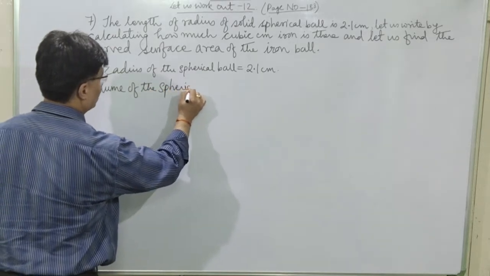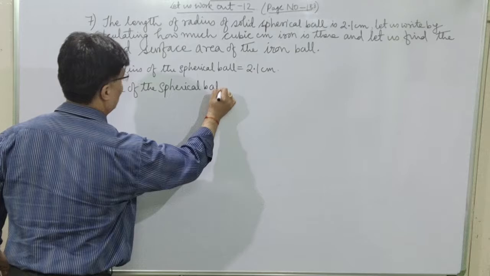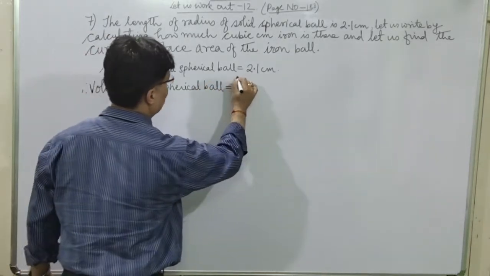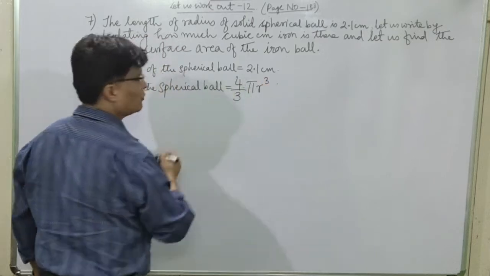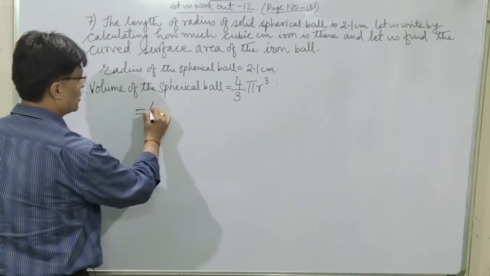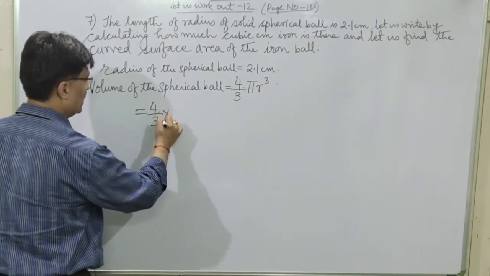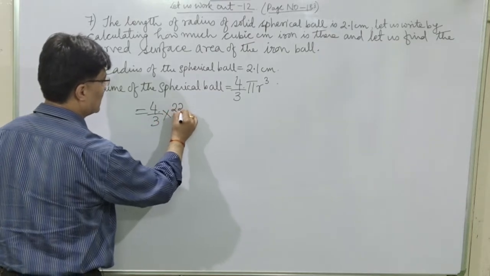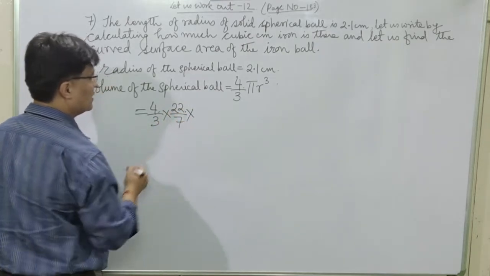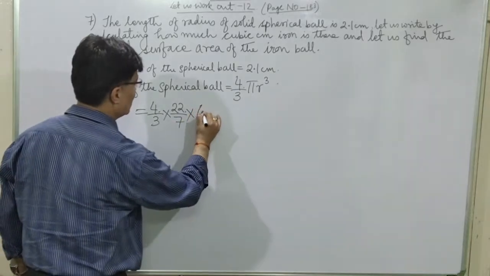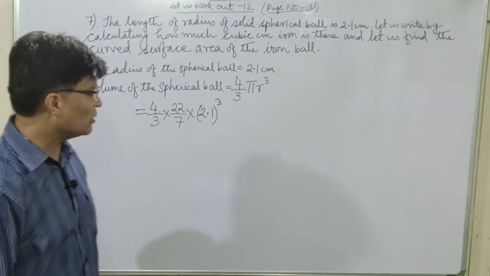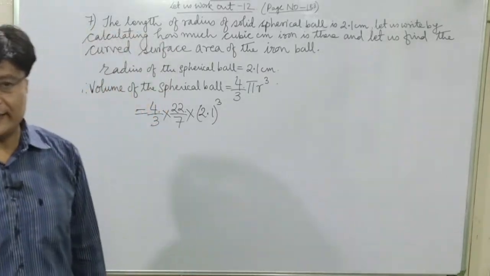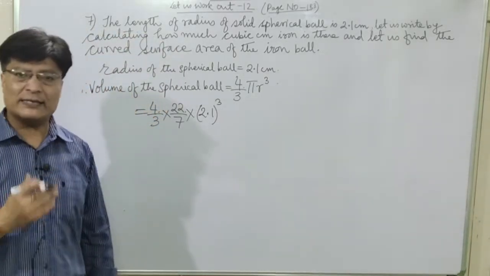Volume of the spherical ball is equal to, what is the formula? It is 4/3 pi r cube, you know that, which is equal to 4/3 into, what is the value for pi? That is your 22/7 into, what is r whole cube? That is 2.1 whole cube. So you know the meaning of 2.1 whole cube. That is 2.1 is multiplied thrice.